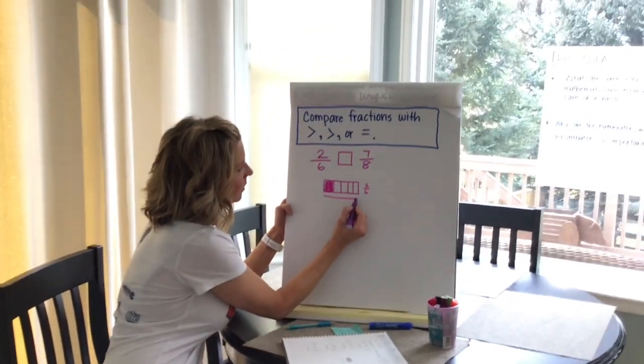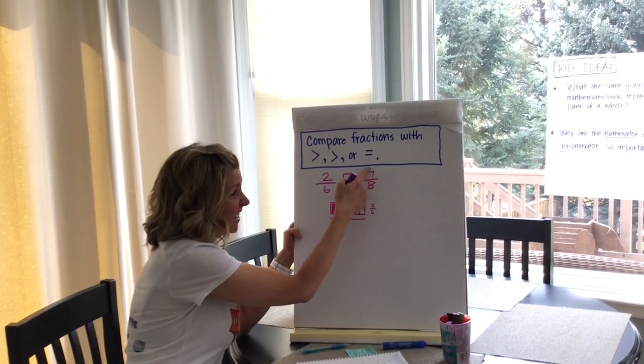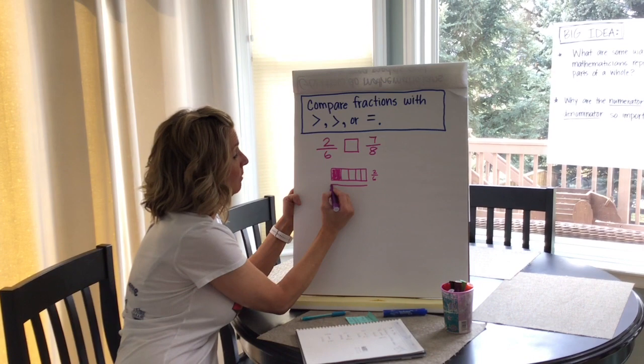Have you already made a prediction that 7/8, 7 parts out of the 8 total it would need to make one whole? That's going to be pretty big.